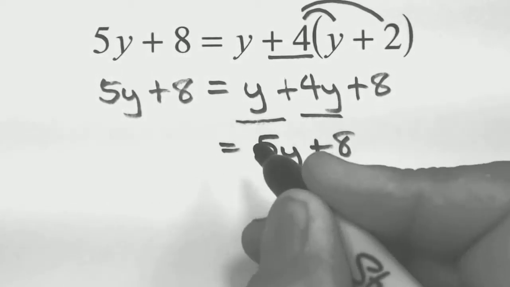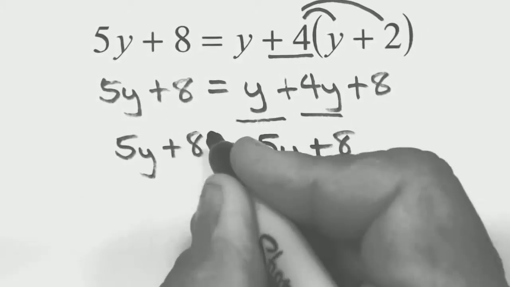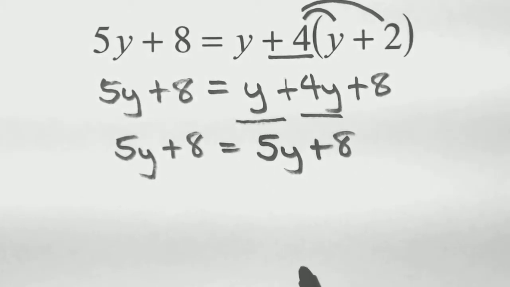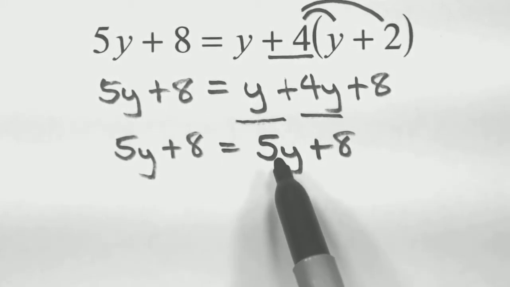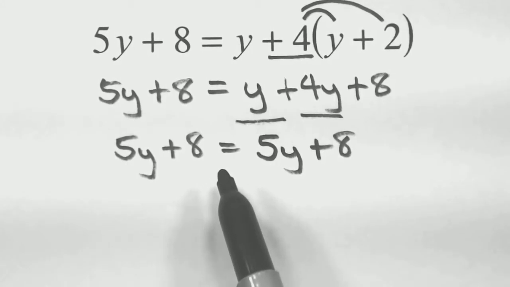And notice on the left, I have 5y plus 8. Now, this is a very interesting equation. You'll run into some of these as we go along further in the algebra here. Both sides are exactly the same. When this happens, you end up with what's known as an identity equation. Let's show you what happens as you continue to solve this.